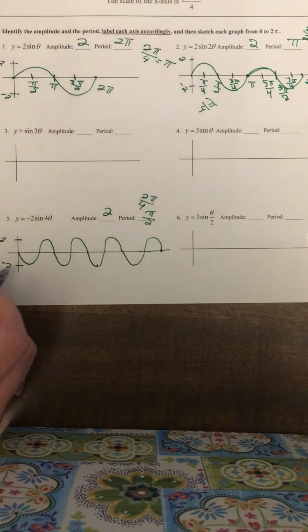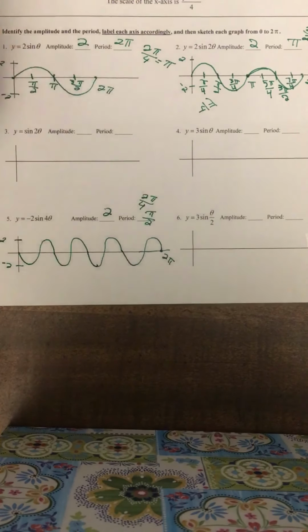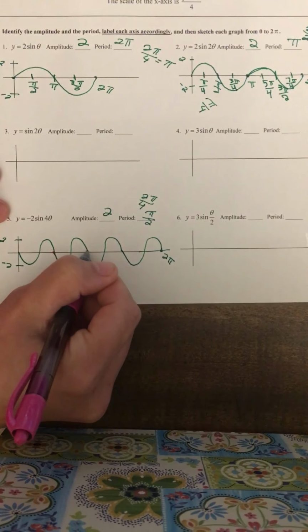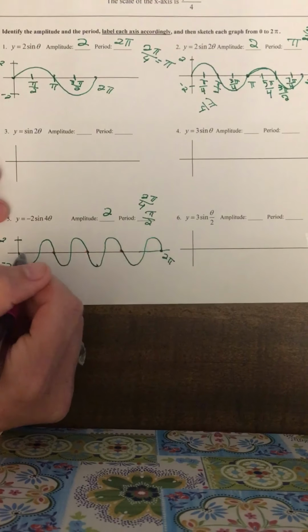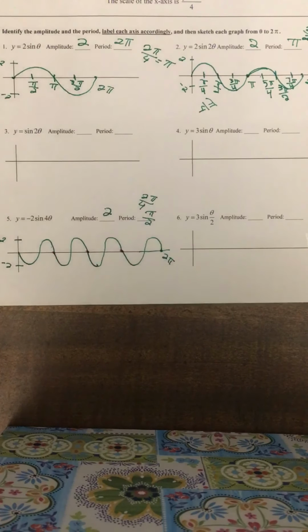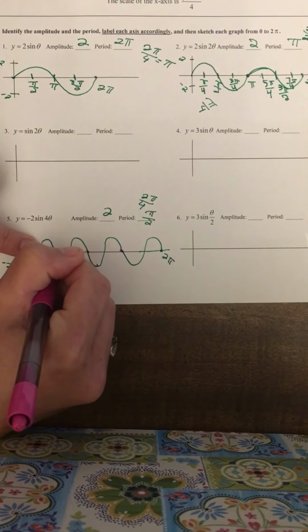And we know that we're graphing from 0 to 2 pi. Okay, so this is where the first cycle ends. This is where the second cycle ends. This is where the third cycle ends. Do you guys see that? 1, 2, 3, 4. So the period, we said the period is pi halves, right? So right here, this is pi halves.